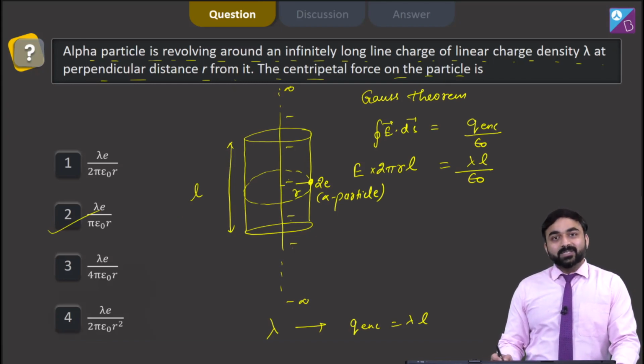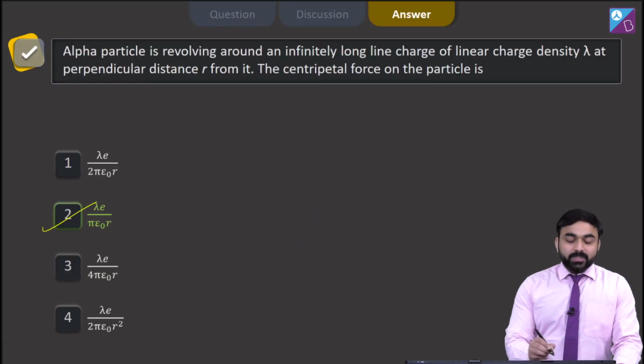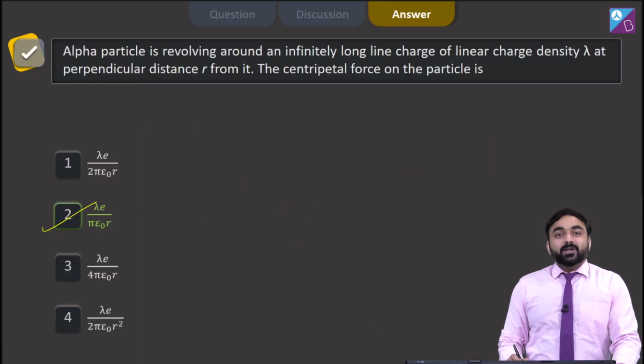Let's verify this with our answer slide. So option number 2 is the correct answer here. Students, you can simply remember the expression for the electric field due to a line charge and solve the question. No need to do the derivation in exams. Just remember the result and find the solution here.